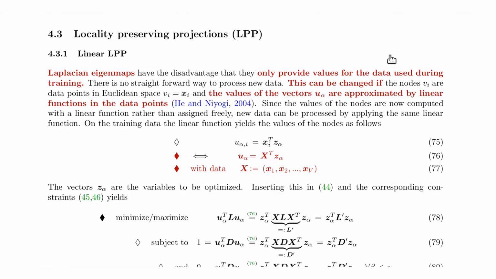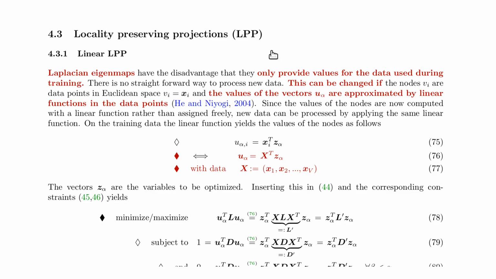One disadvantage of the Laplacian eigenmap algorithm is that it gives you values for the embedding only for the nodes, or for the samples that you've used during training. So there's no obvious or easy way to infer locations in feature space for new data points that you might add. And that's something that locality preserving projections are able to do.